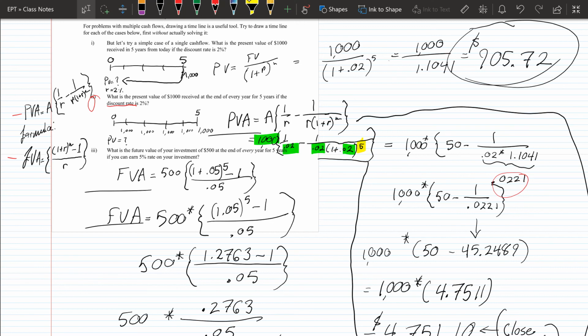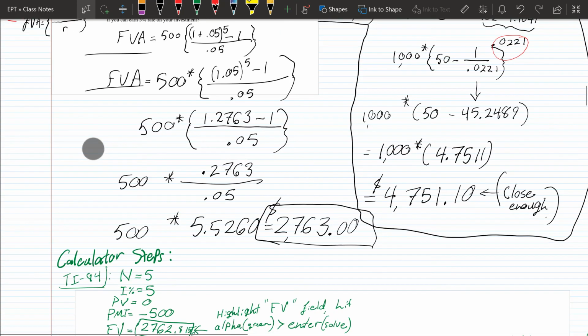Okay, so put 0 for PV, and then the future value is what we want, so second, compute, then future value. Yeah. Okay, so you guys got 27,630ish. Perfect.